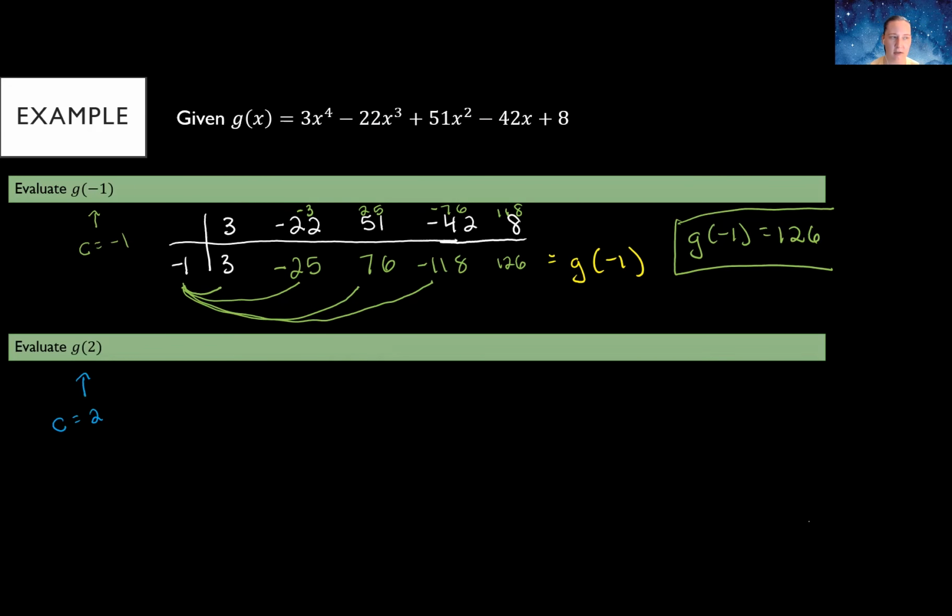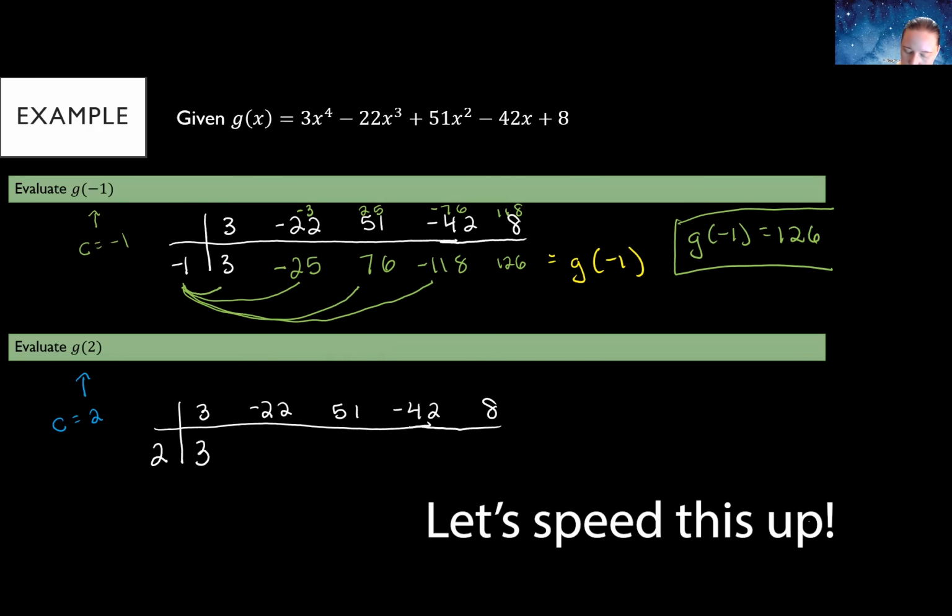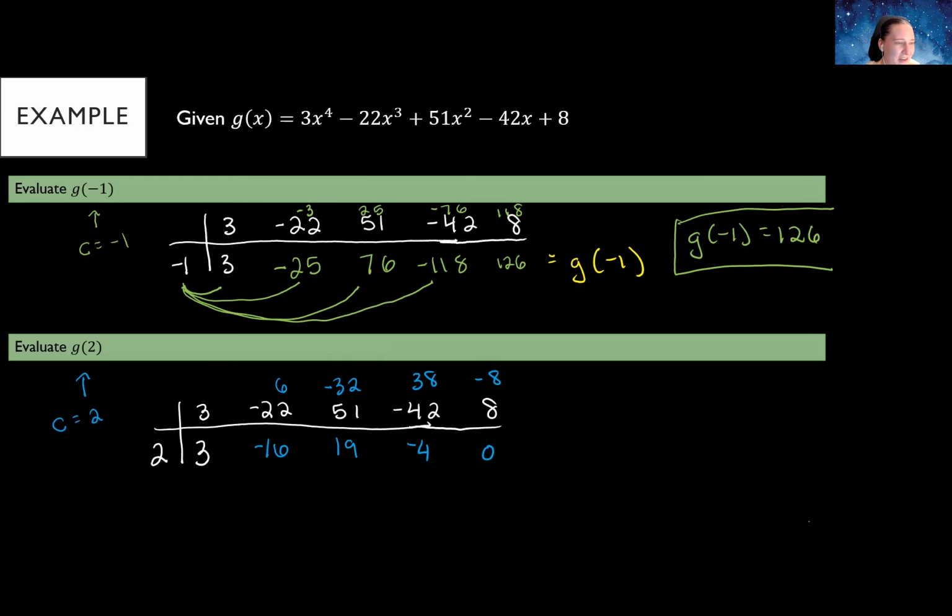You can just put in the chat what your final answer is when you go through the synthetic division. And I'm also going to do it as well. So we've got a 0, and that matches with what I got as well. So that is our last value here. So g of 2 is equal to 0.